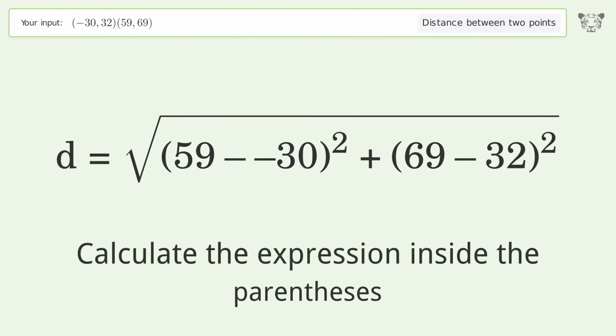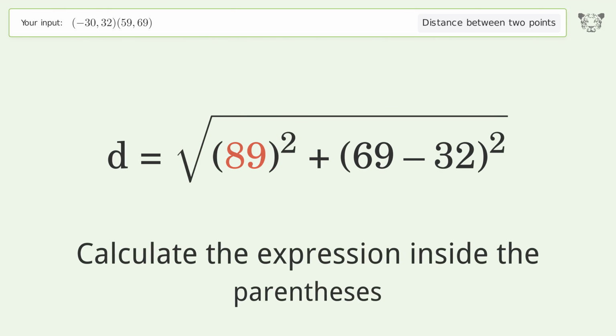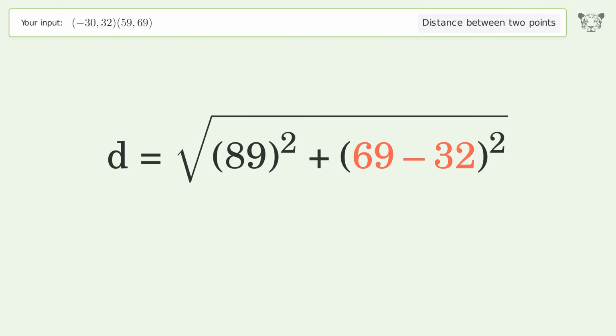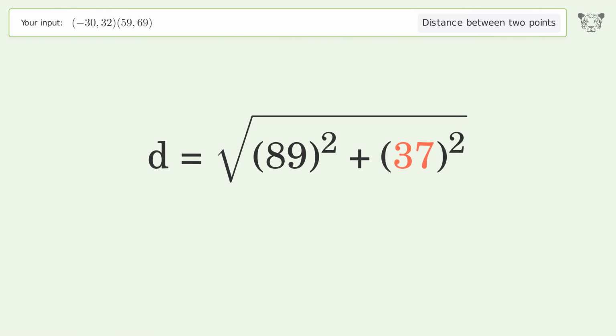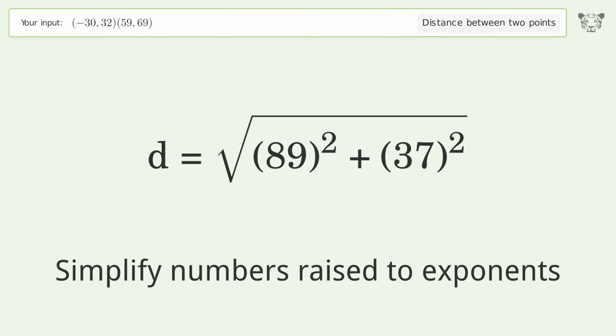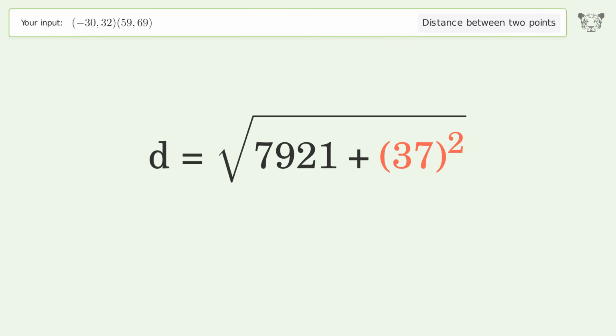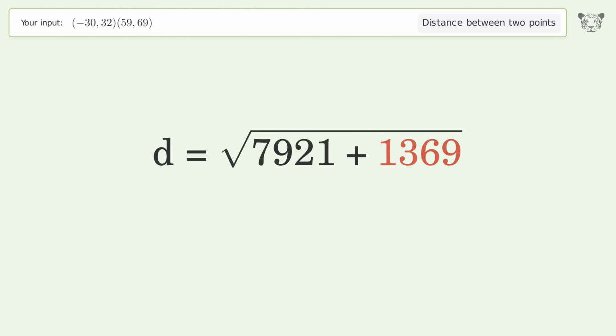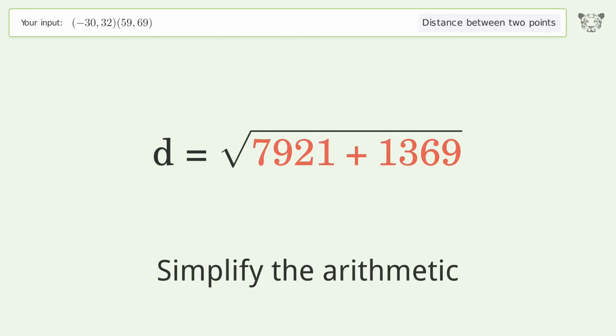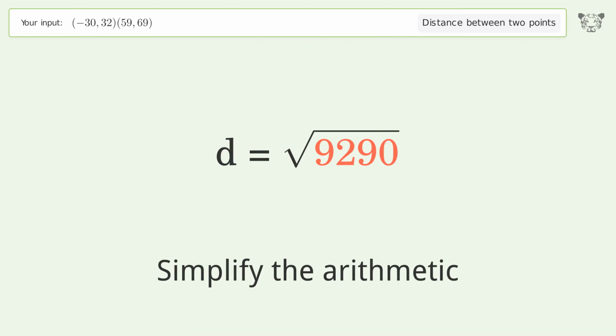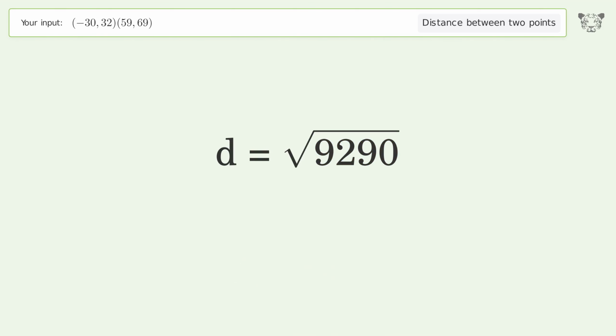Calculate the expression inside the parentheses. Simplify numbers raised to exponents. Simplify the arithmetic. And so the distance between the 2 points is the square root of 9,290, or 96.385.